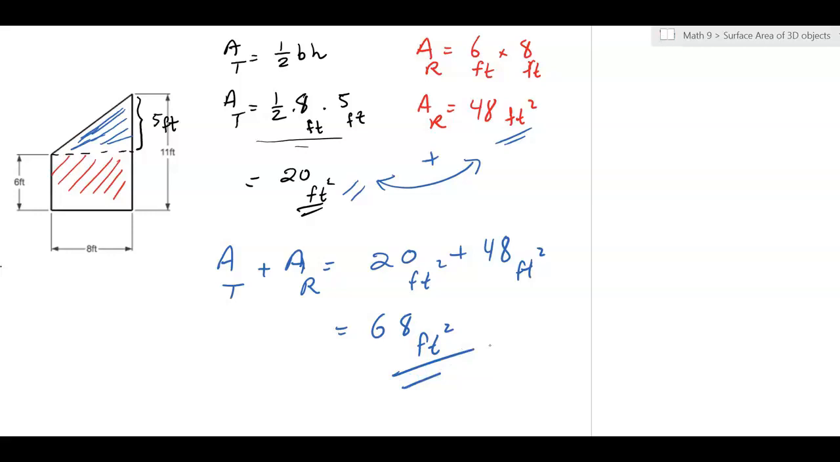All right, practice time for you. Make sure you break up the composite shape into manageable pieces so that you can find the area of each piece and then put them all together.